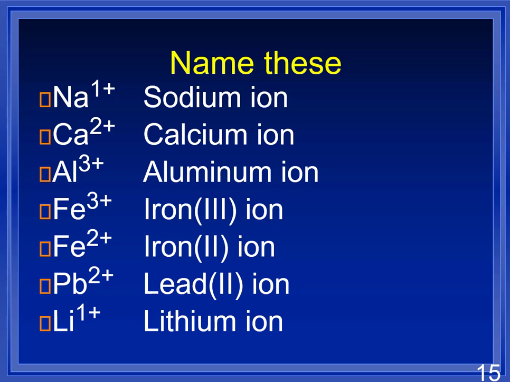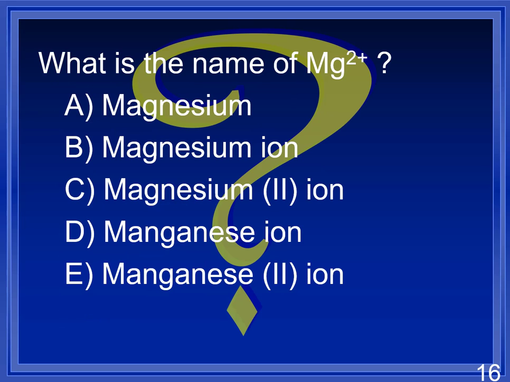Pretty easy. Actually, that's the hard part, is remember to write those Roman numerals. That's what people do most often, is forget those. So what would you call Mg2+? Would you call it the magnesium ion, magnesium 2 ion, manganese ion, or manganese 2 ion?